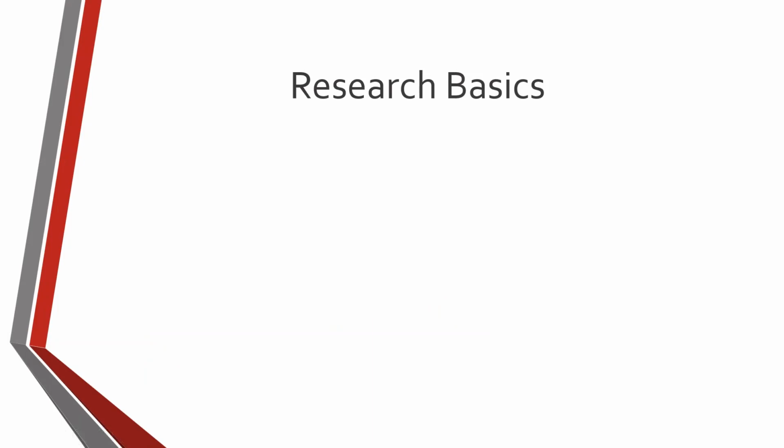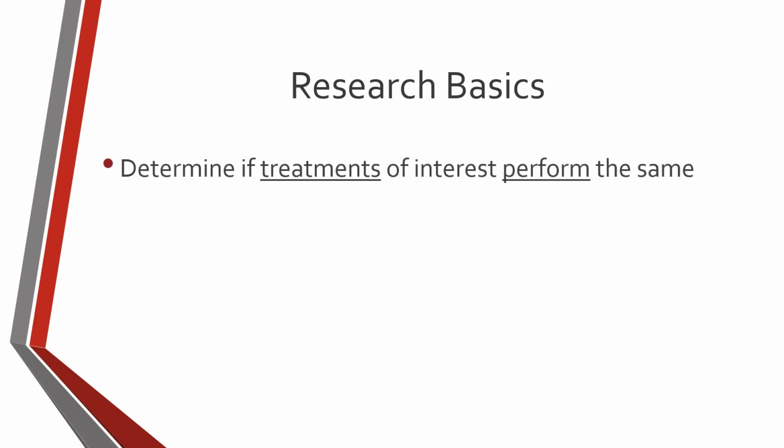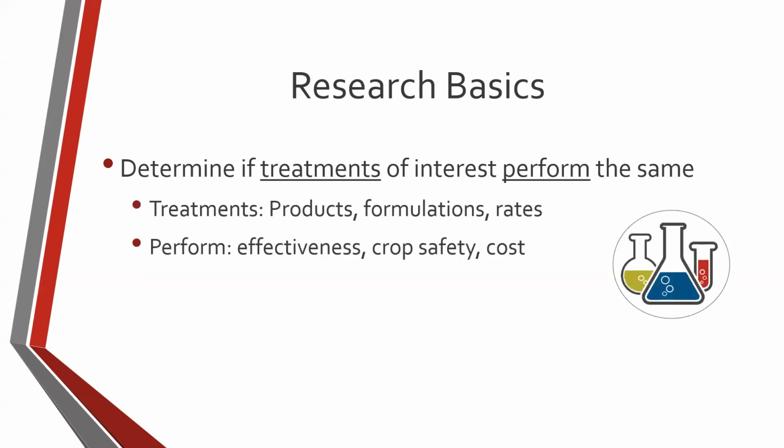All right, so starting at the really big basics here. The goal of research is often to determine whether your treatments of interest perform differently or if they are the same. The choice of treatments can be different products, different formulations, different rates of application. But what we want to know is if those treatments can be distinguished from one another in their effectiveness, in their safety to the crop, or maybe the cost. You might even be hoping that the performance is indistinguishable if your product is cheaper.